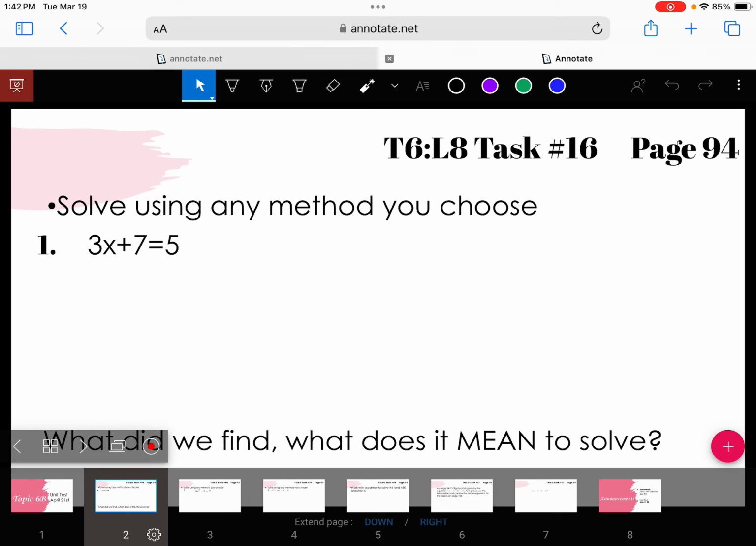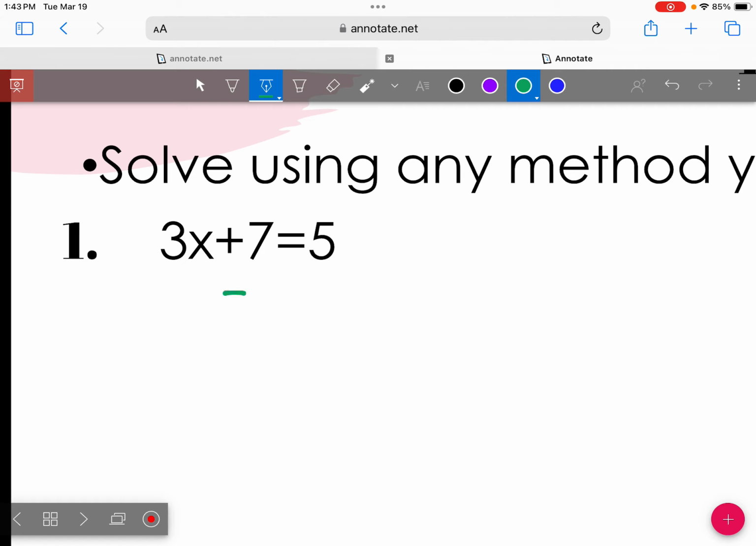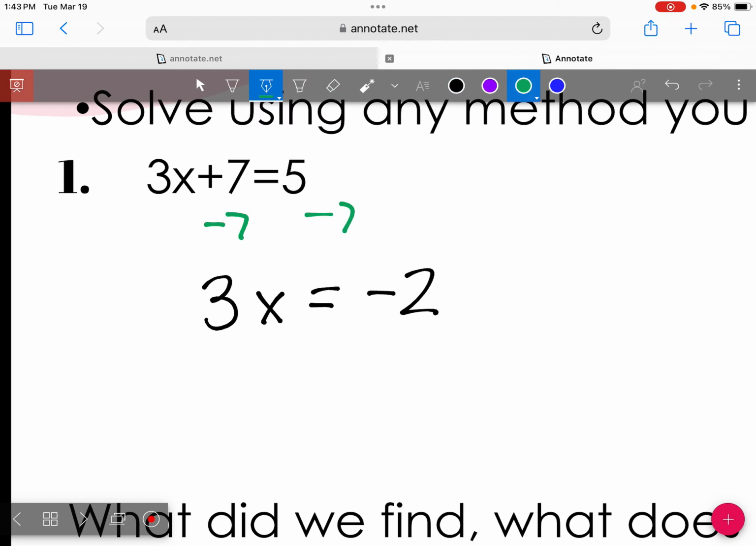All right. So yeah, my first instinct here would also be to subtract 7. If I tell you to solve, we're going to minus 7, minus 7. It's going to give us 3x equals what? Negative 2. What do we do next?